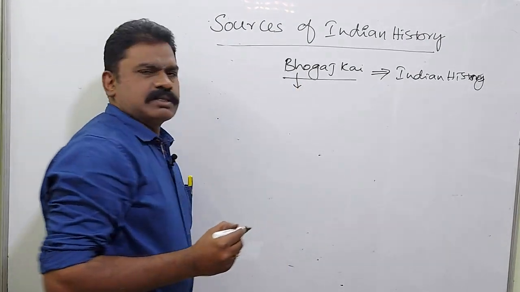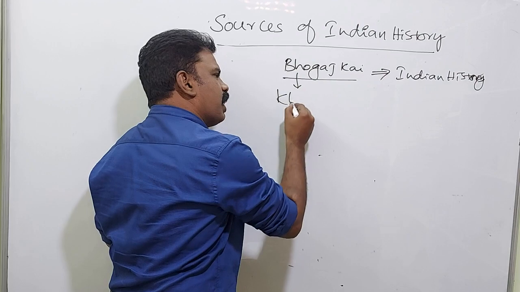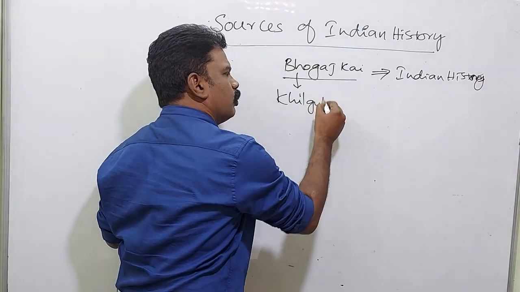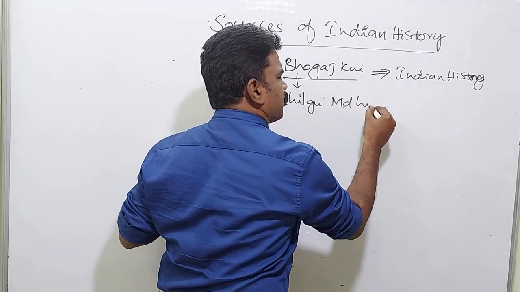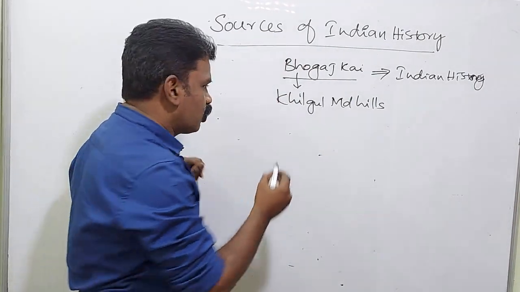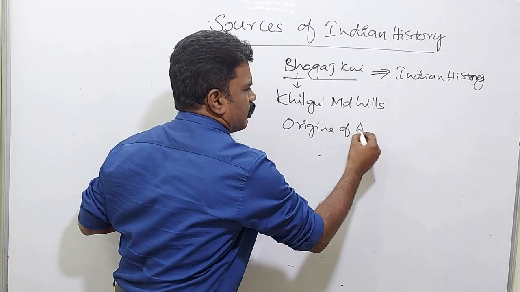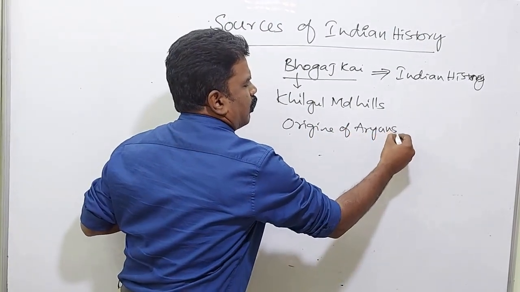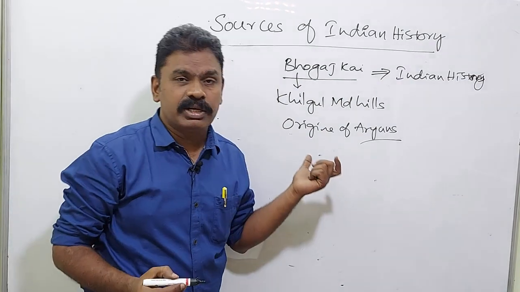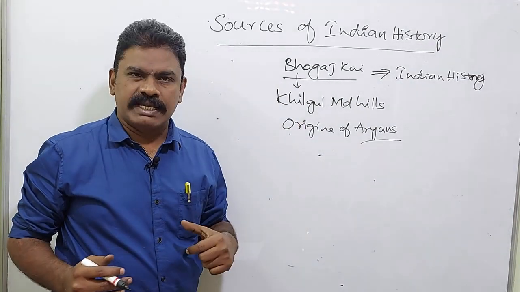What does it contain, and where is it available? It is available on the Kilgul Muhammad Hills. This inscription speaks about the origin of the Aryans: where they originated and from where they came to India. That is the Bogaska inscription.